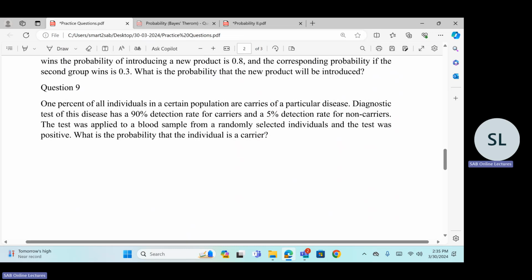Now okay. Now write the answer. What is the common event in here?